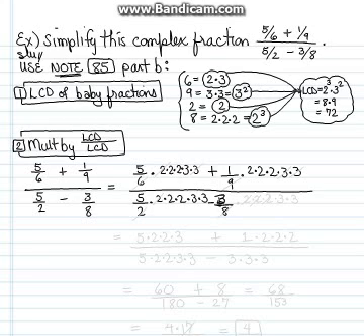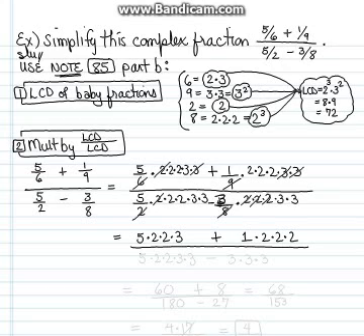What's going to happen is we'll get common factors on the top and bottom of each of the little baby fractions, and when we're finished simplifying, canceling, there'll be no more baby fractions, just a simple fraction. That gives us 5 times 2 times 2 times 3 plus 1 times 2 times 2 times 2. This is what's left over when we cancel. 5 times 2 times 2 times 3 times 3 minus 3 times 3 times 3.